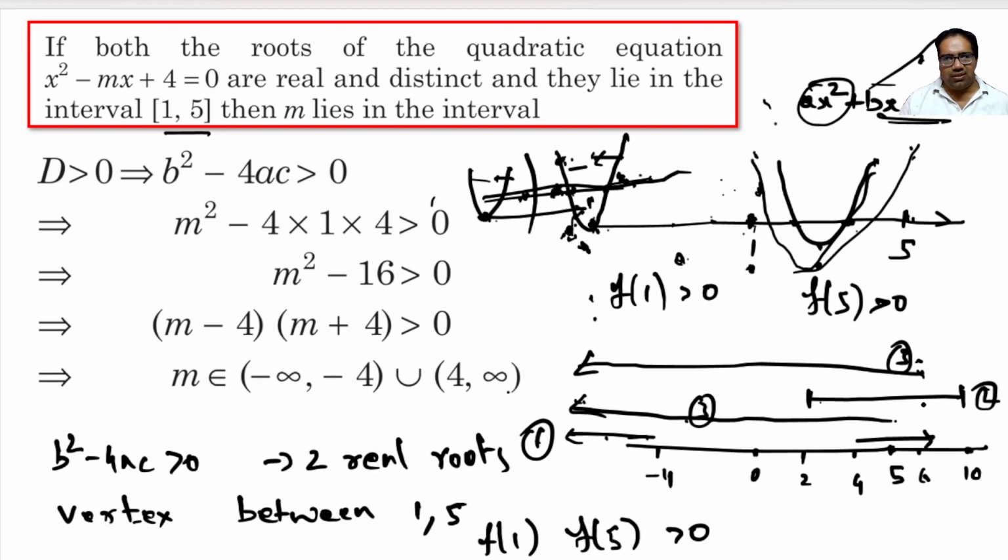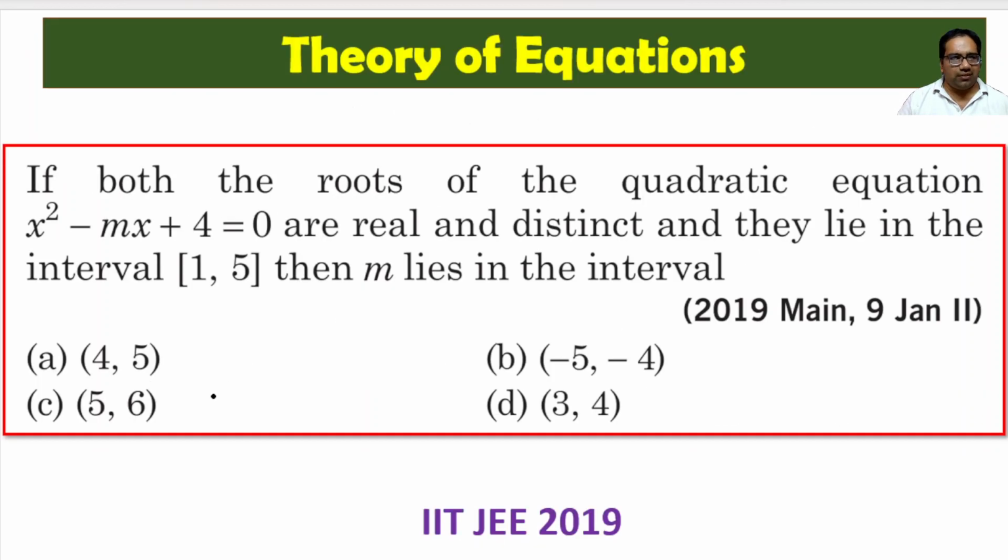So which area is satisfying all three conditions? This area, right? The area between 4 and 5 is where all three conditions are satisfied. So the correct answer is 4 and 5. That is the correct answer.